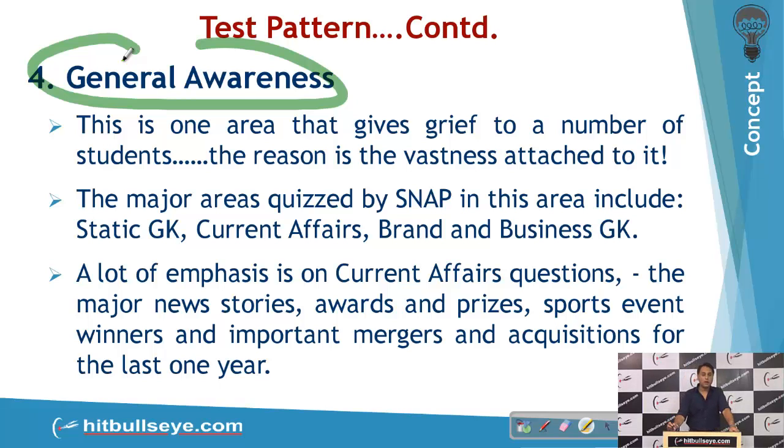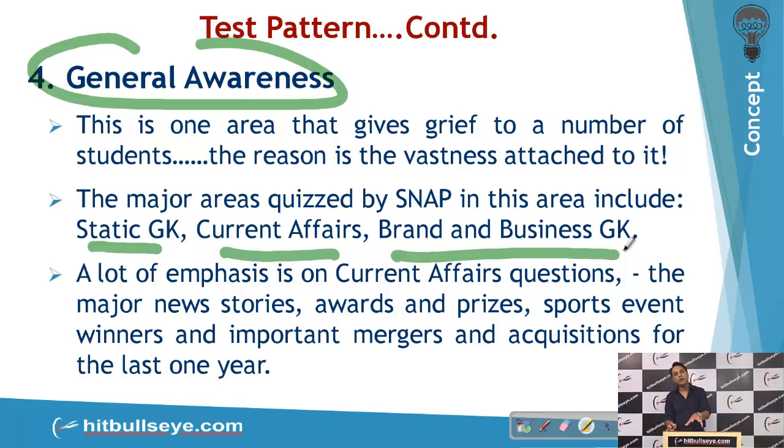The major areas quizzed by SNAP in this area include static GK, current affairs, brand and business GK. So there is a lot of emphasis on business GK as well, because eventually you are preparing for a career in the business world. A lot of emphasis is on current affairs questions, the major news stories, awards and prizes, sports event winners, and important mergers and acquisitions for the last 1 year at least.